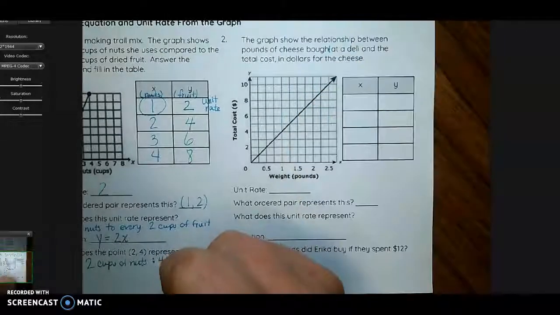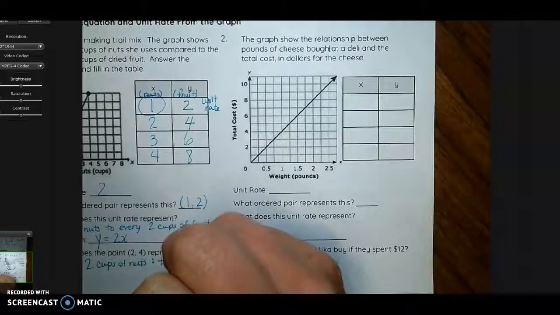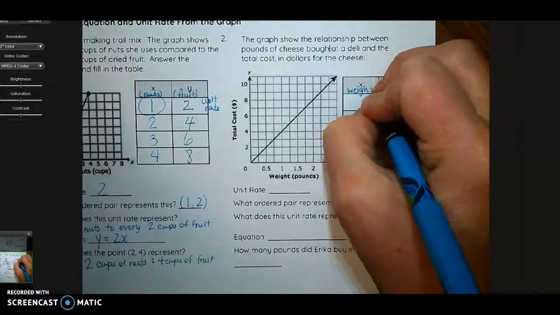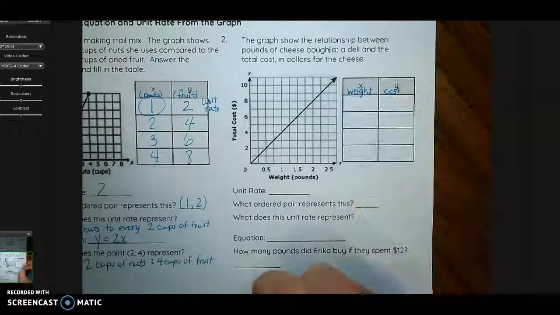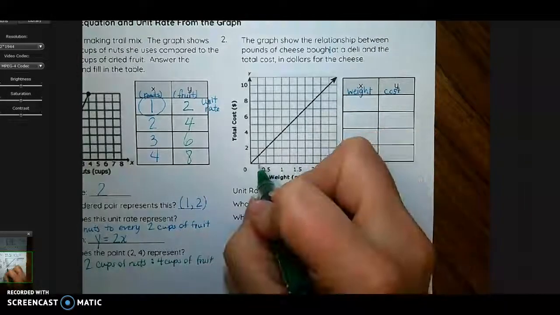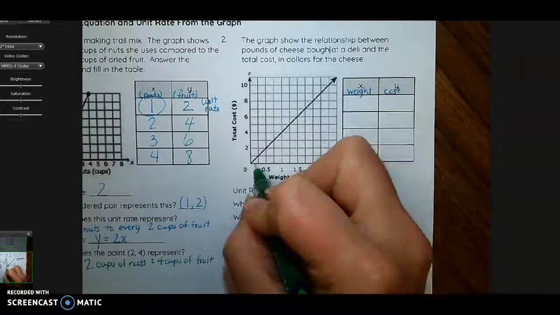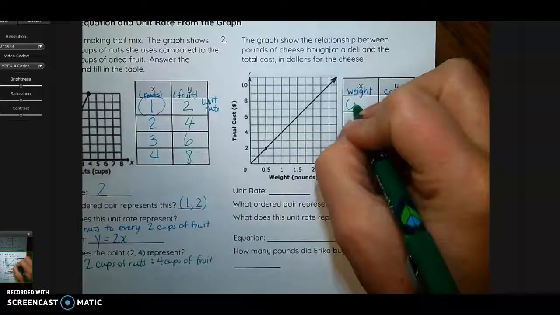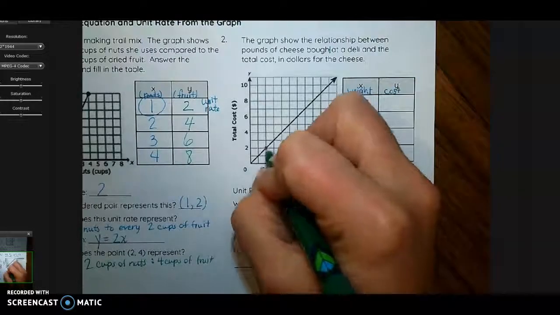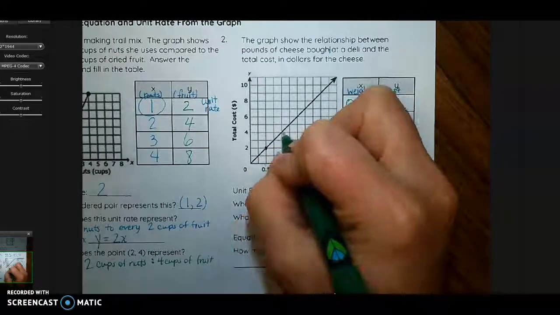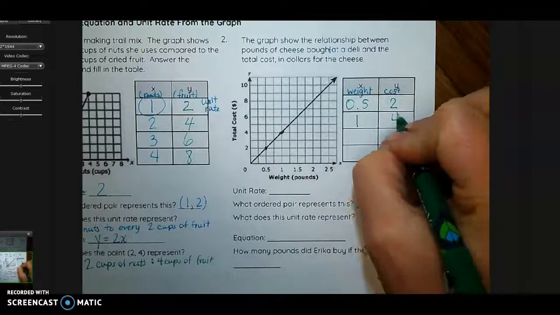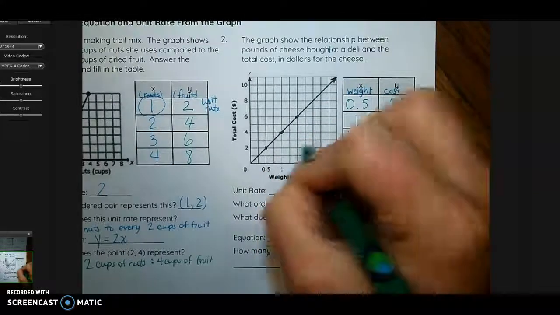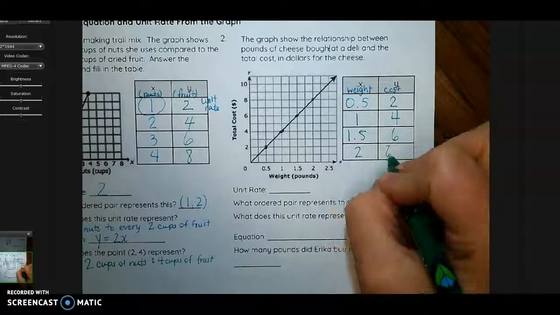And the next one, our graph is showing the relationship between pounds of cheese bought at a deli and the total cost in dollars for the cheese. So weight of my cheese to the cost of my cheese. And I have some other points that I'm hitting here. You'll notice at half a pound, it's $2. And when I go over to 1, it's $4. I could go to 1.5. That's $6. And 2 pounds is $8.